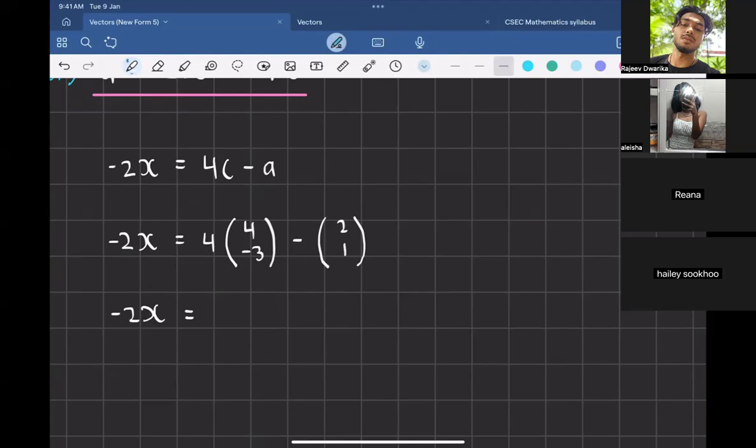That'll be 4 times 4, 16 over minus 12. Oh yeah, sorry, 16. Right?